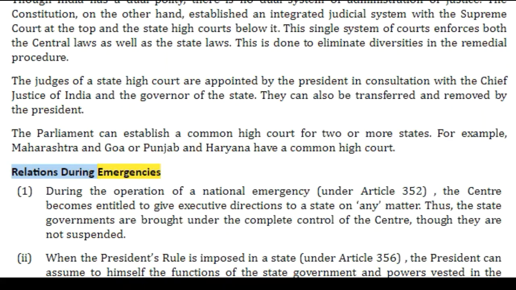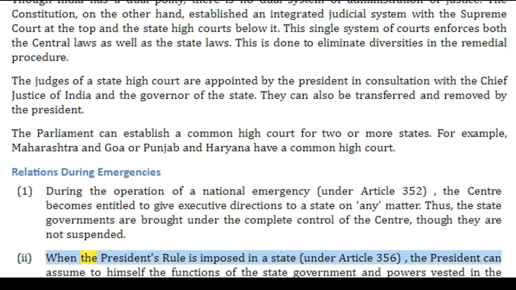Relations during emergencies. 1. During the operation of a national emergency, under Article 352, the center becomes entitled to give executive directions to a state on any matter. Thus, the state governments are brought under the complete control of the center, though they are not suspended.